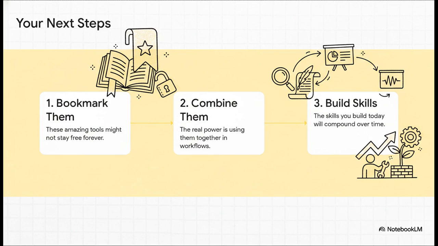So here's what you need to do. First, go bookmark these tools right now because who knows if they'll be free forever. Second, start thinking about how you can chain them together. Imagine using Perplexity for research, then feeding that to Claude to write a script, then giving that to Gamma to build the slides, and having ElevenLabs narrate the whole thing.